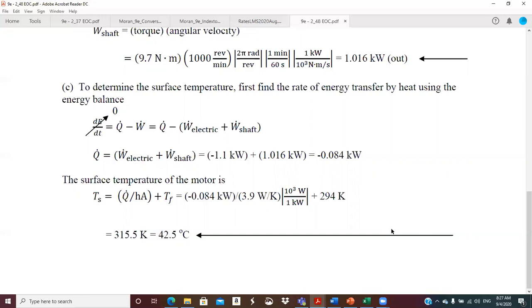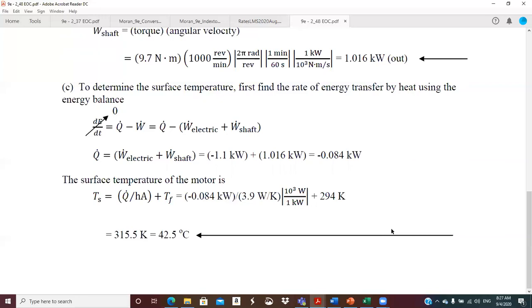And we know that the heat transfer has to be negative because the motor is hot and the surroundings are cool, and so the heat is leaving the control mass, and so it has to have a minus sign. So that is correct. Okay, so the mistake is then in that last equation before the answer.